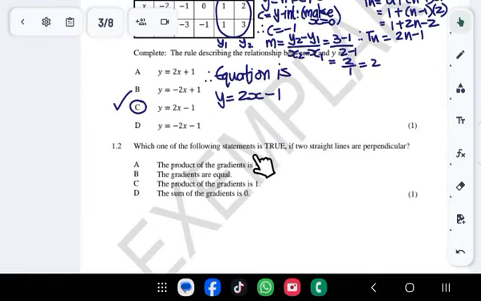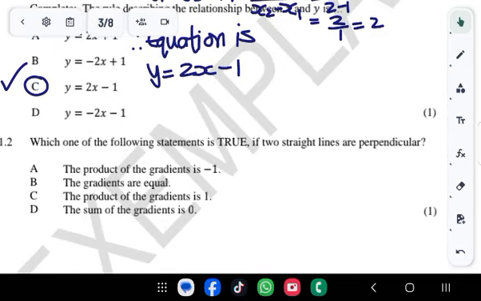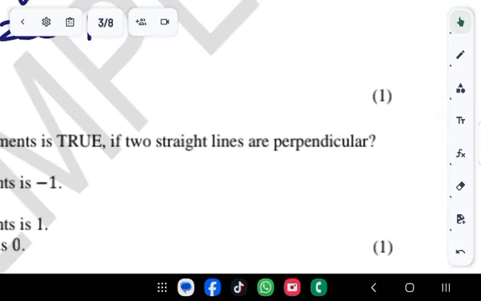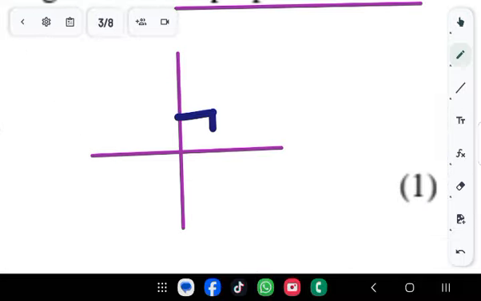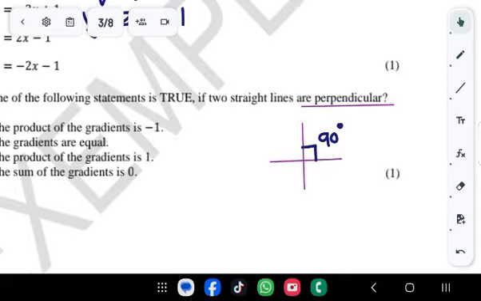Next, 1.2. Which one of the following statements is true? If two lines are perpendicular, this is what the lines do. They cross each other at 90-degree angles. They cross each other like this. This is 90 degrees. This is what perpendicular lines do.